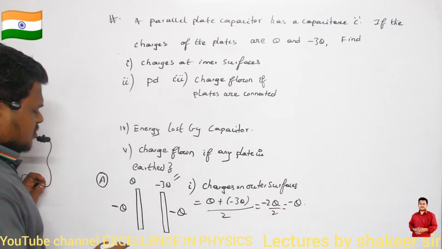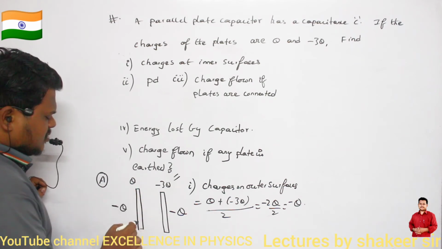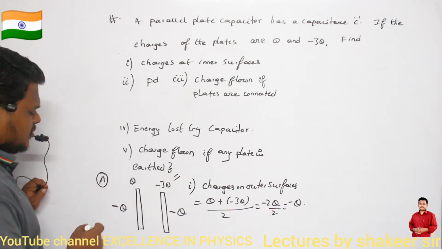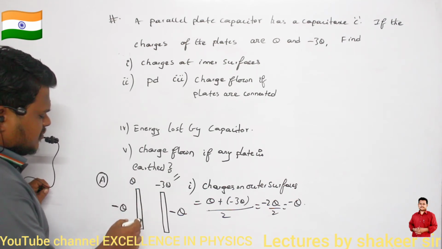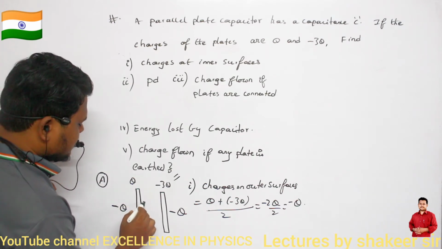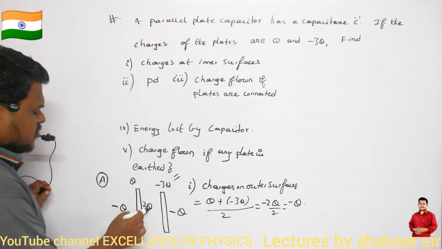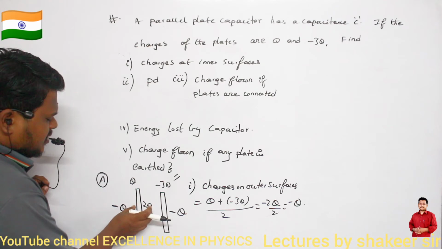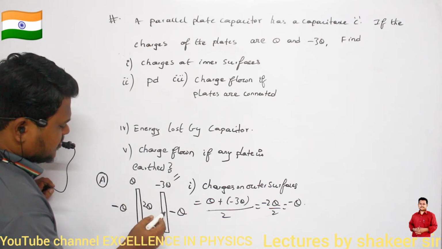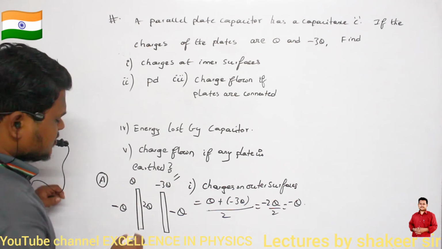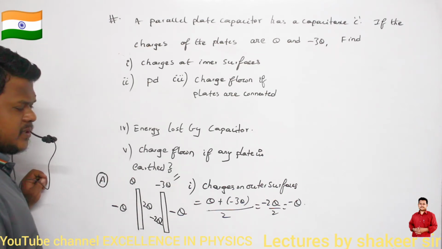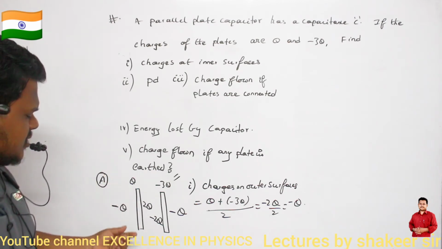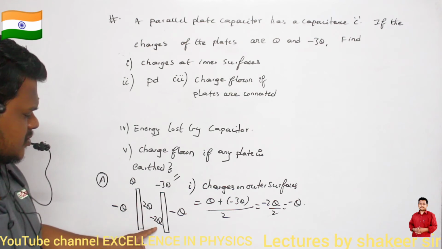But the total charge present on the first plate is +Q, and here I have -Q on the outer surface. So the charge on the inner surface should be +2Q, because +2Q and -Q equal Q. If the inner surface here has +2Q, then the charge on the inner surface of the second plate should be -2Q, because the surfaces facing each other should have the same magnitude of charge. So if this is +2Q, this should be -2Q.